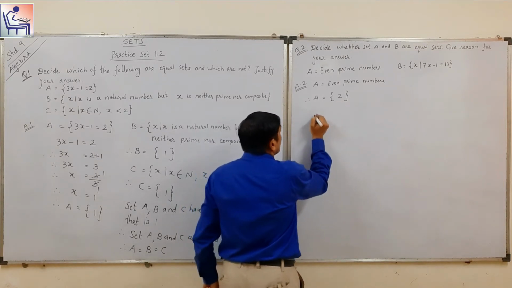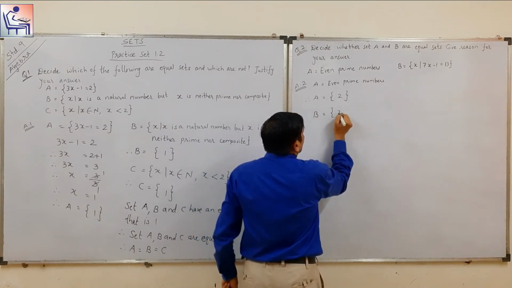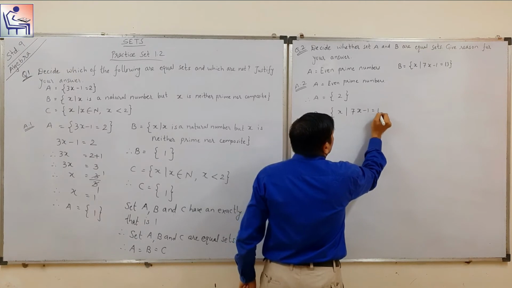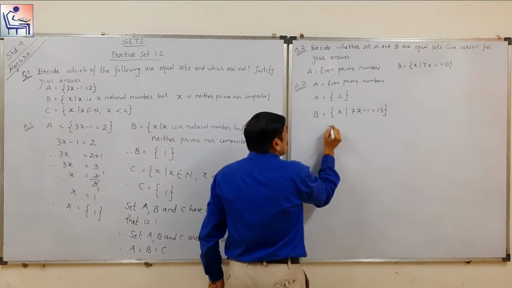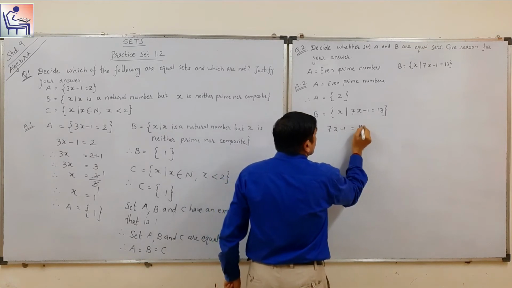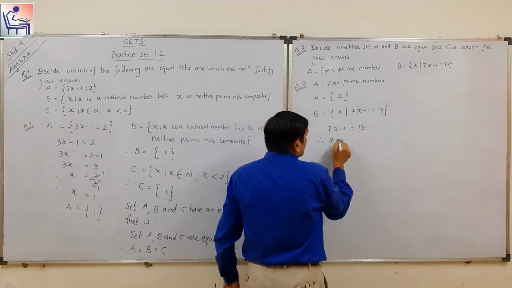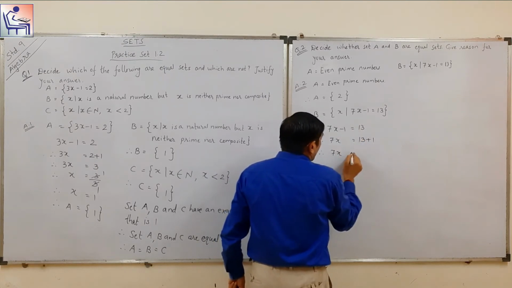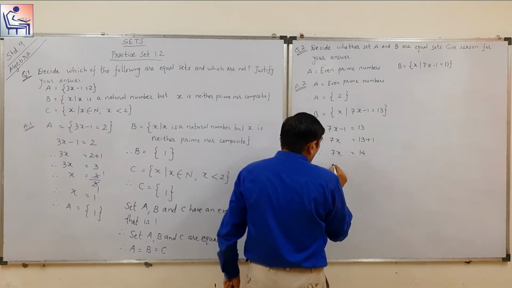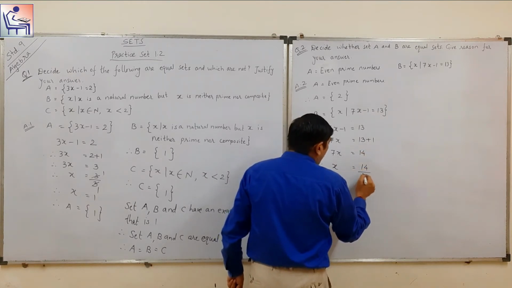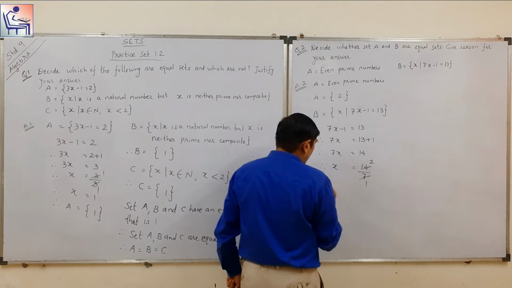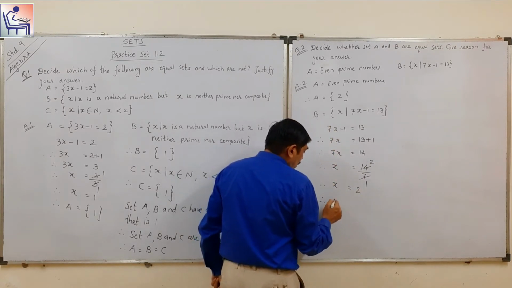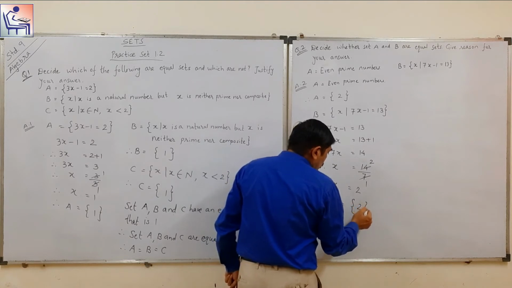Now let's see for B. Set B is a set of all x such that 7x minus 1 is equal to 13. So here we will solve this equation. 7x is equal to, minus 1 goes on the other side, so it becomes plus 1. So 7x is equal to 14. So x is equal to 14 upon 7. 7 ones are 7 and 7 twos are 14. Therefore x is equal to 2. So set B is having an element 2.